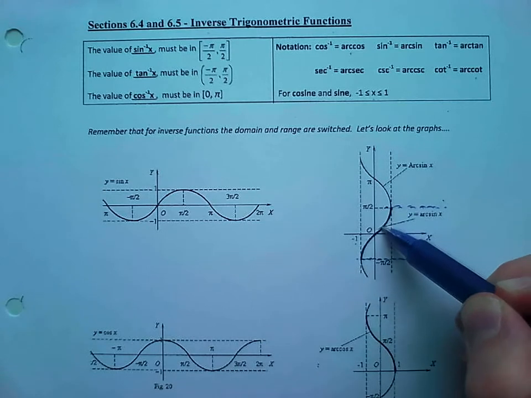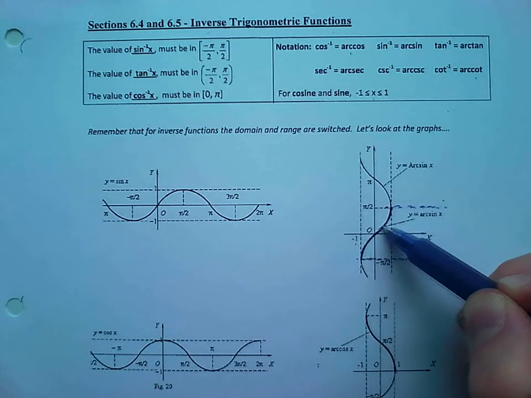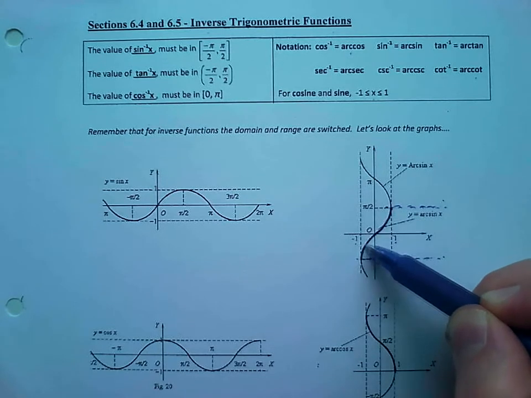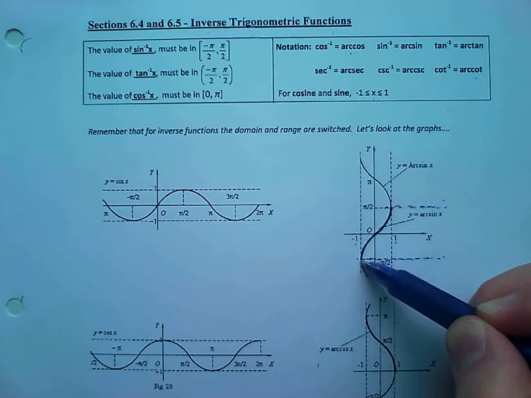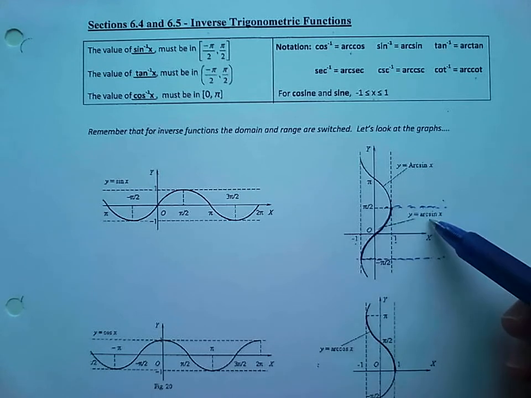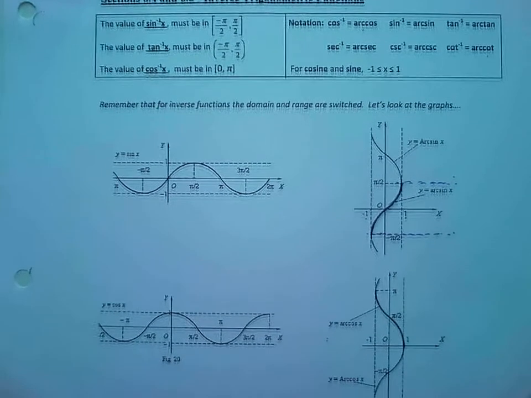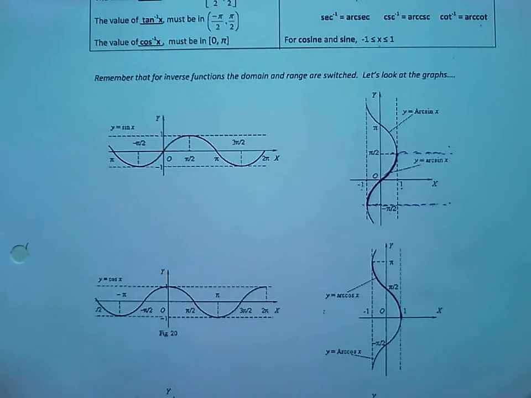If we restrict the values that we're plugging in for x from -1 to 1, then this section right here will pass the vertical line test. And since this section passes the vertical line test, this inverse trig function, the arc sine, is in fact a function. Now we can do the exact same thing for the cosine function.